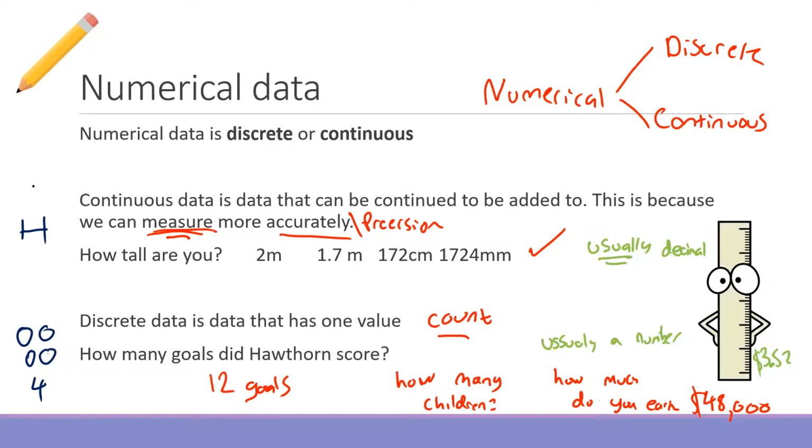But this one, I could measure to be 1 centimeter or 11 millimeters, or if I measured it really, really accurately, I could measure it to be 1,233 micrometers or something like that. But I digress. The point is the main one: continuous data is measured data. You measure it. Discrete data, you count it. Any other questions on this before I move on?